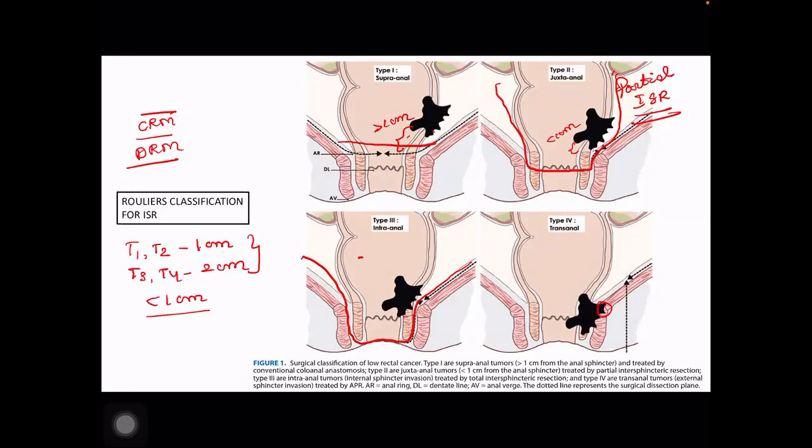So in this condition, what studies have shown for rectal cancer is that for a T1 and T2 lesion, it's enough if you give a 1 centimeter margin. For T3, T4, it's enough if you give a 2 centimeter margin. But if the tumor is very close to the sphincter complex, even a margin of less than 1 centimeter is okay, unless you prove intraoperatively that the margin is negative by a frozen section. That is the distal resection margin in rectal cancer.